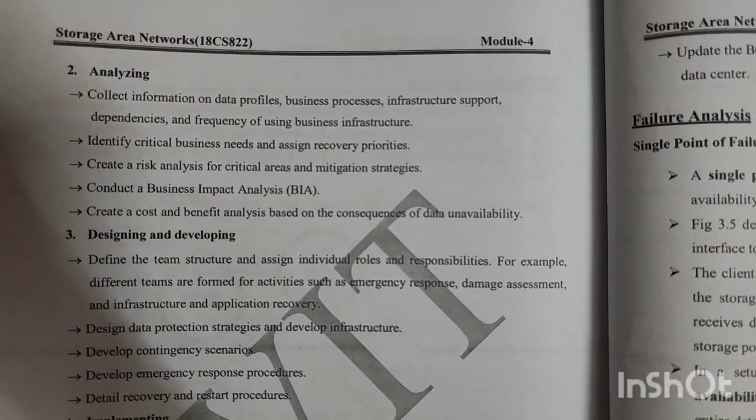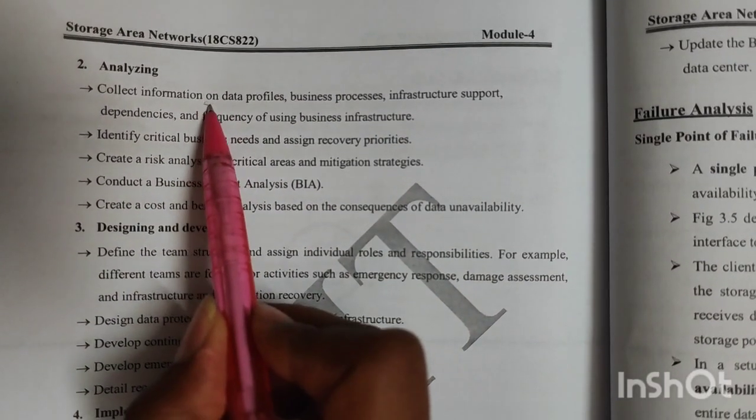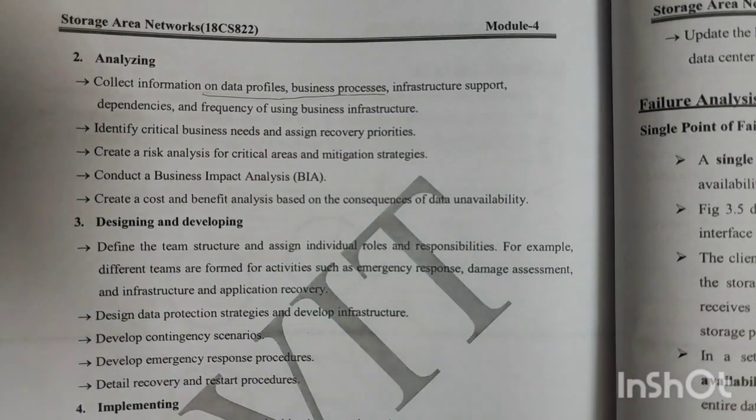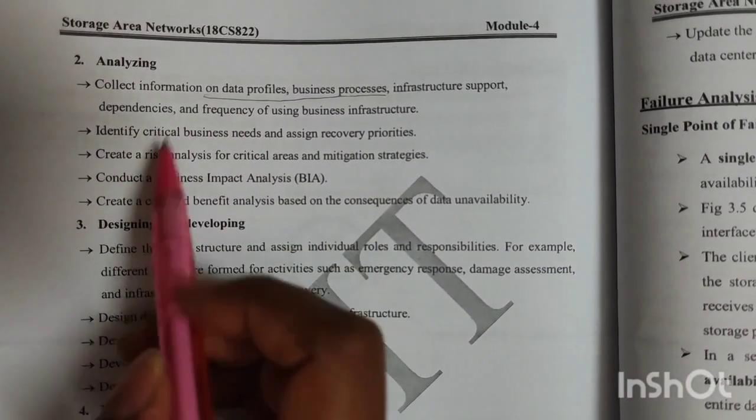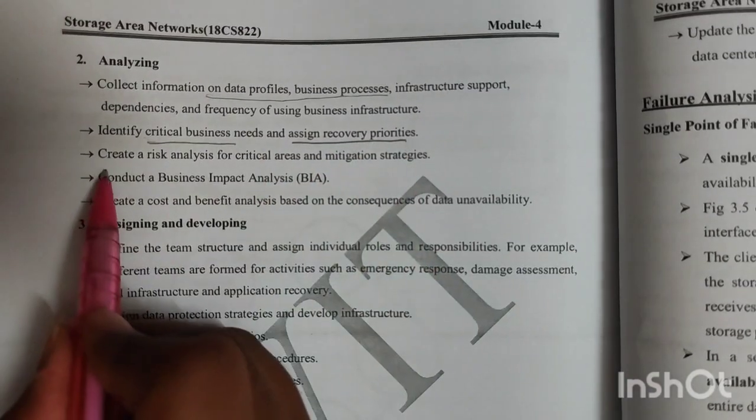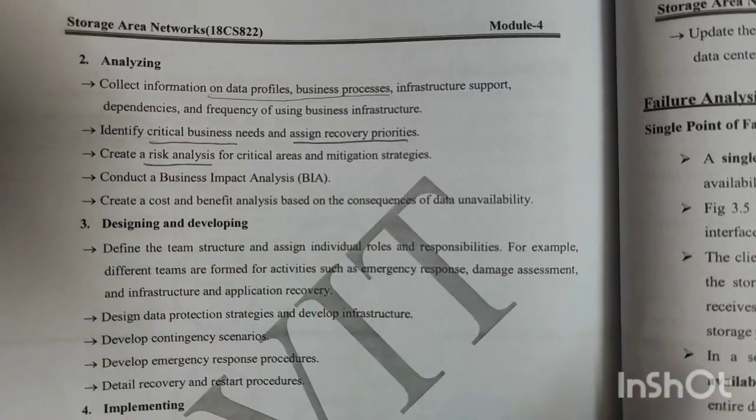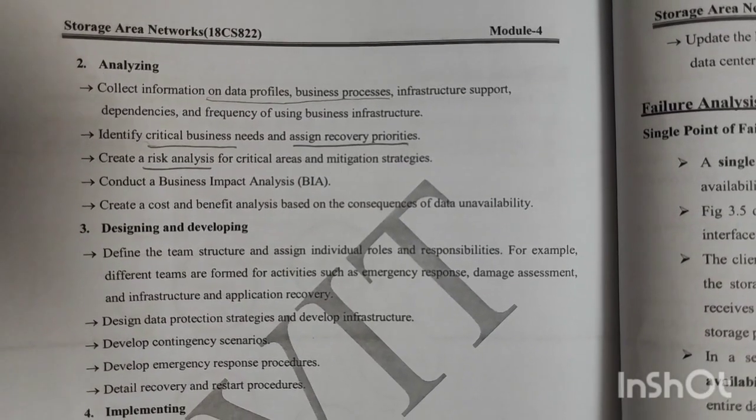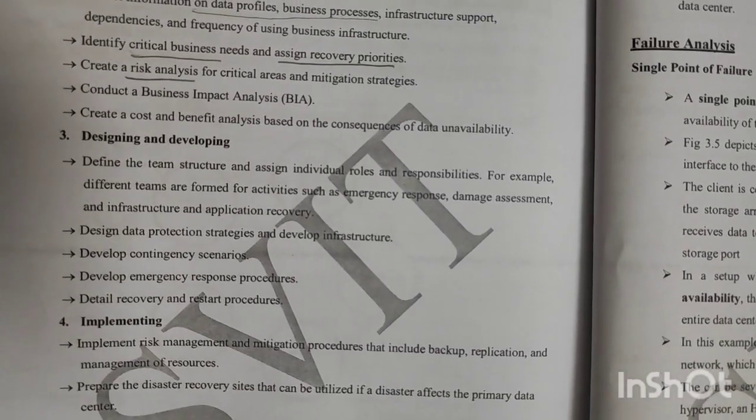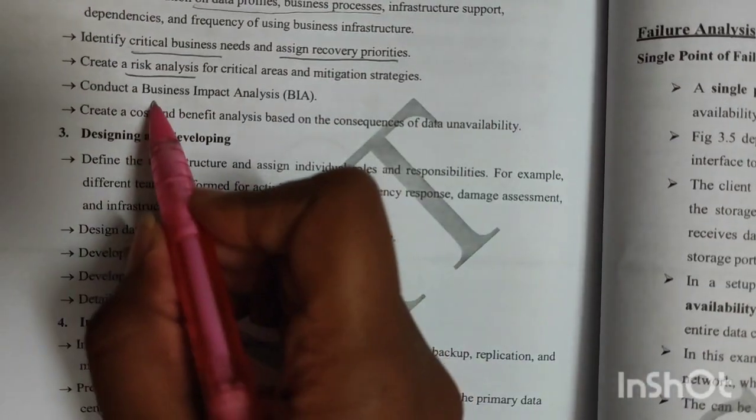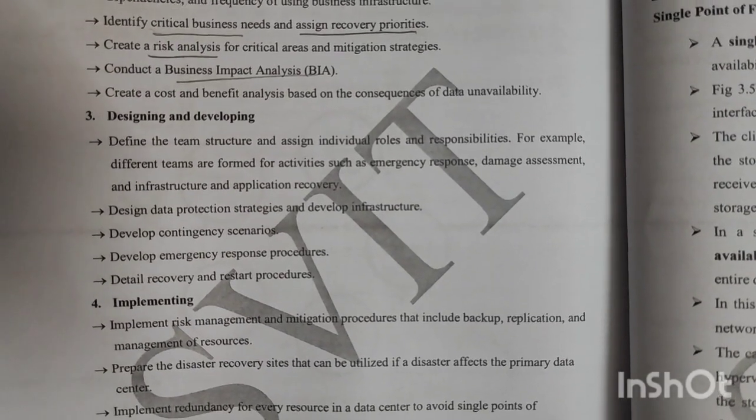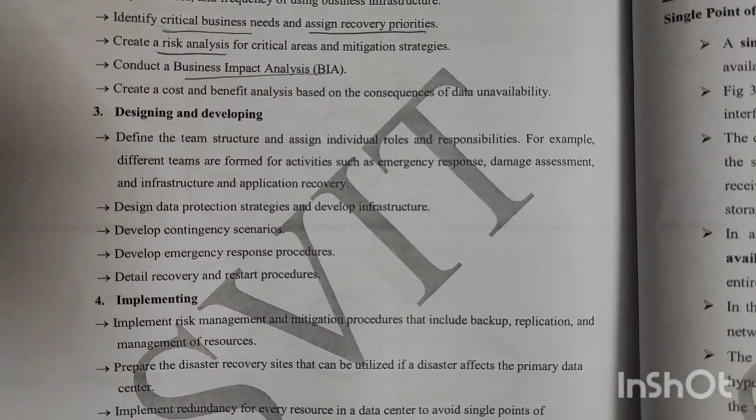Then you have analyzing, that is, you collect information on data profiles, business processes, infrastructure and dependencies. So you identify the critical business needs and then assign recovery priorities. You create risk analysis. So what you're doing is, you're doing this for business continuity. Beforehand, you have a business impact analysis that is done, and then to make sure that all your data is safely backed up or recovered later on.